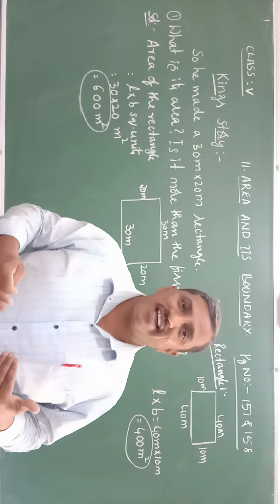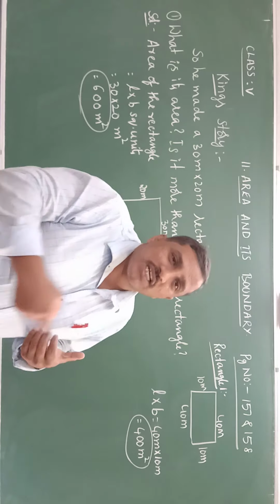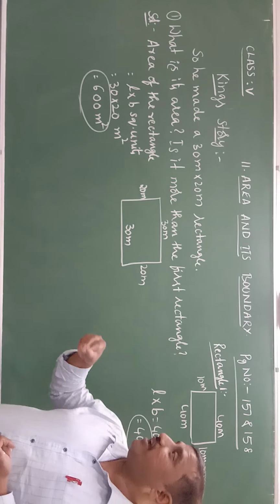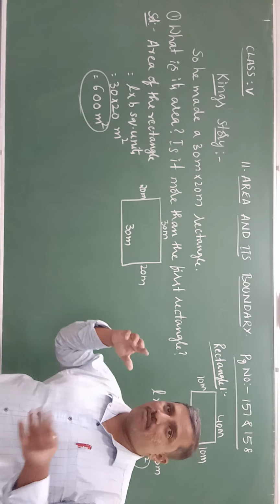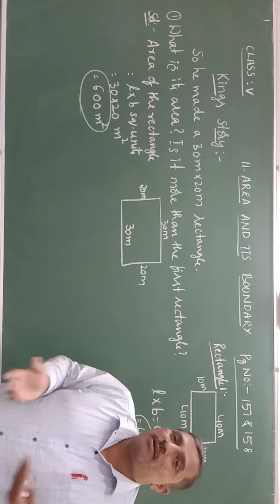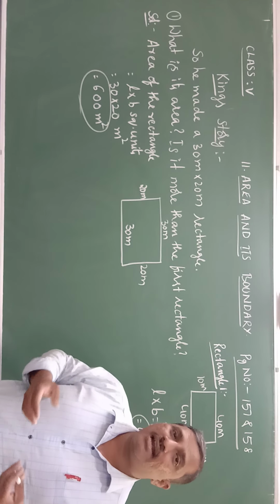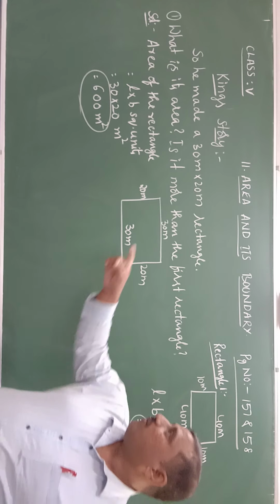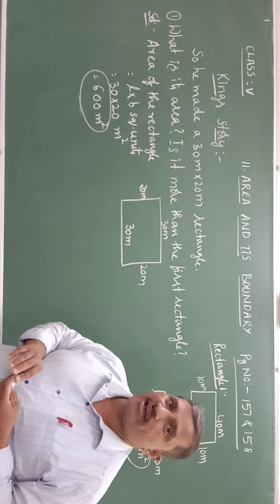So what did he feel? He felt very happy and he keeps on trying to get more rectangles, where the area of the rectangle will be more than 600 meters square. If he gets more, he will be more benefited and will get a huge area of land. So what is its area? Yes, its area is 600 meters square.